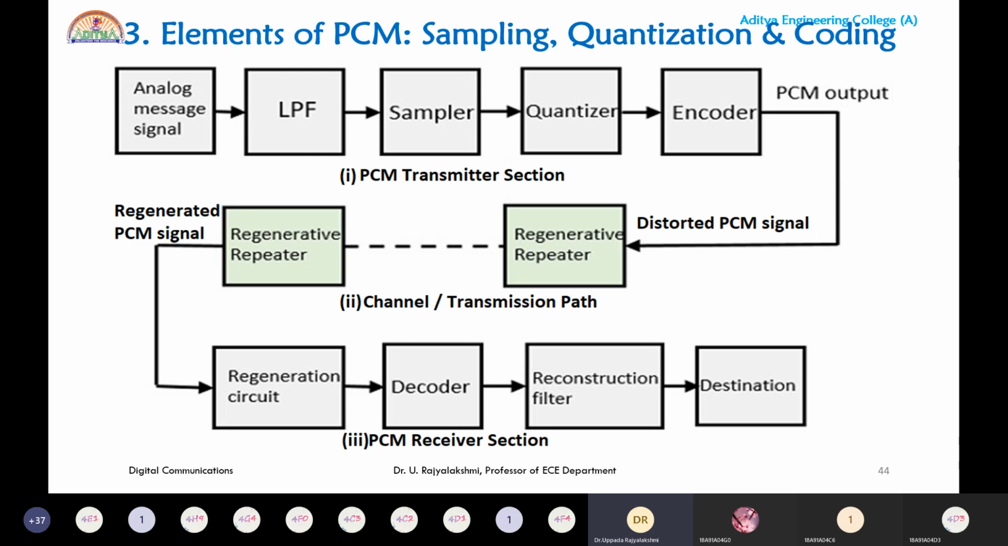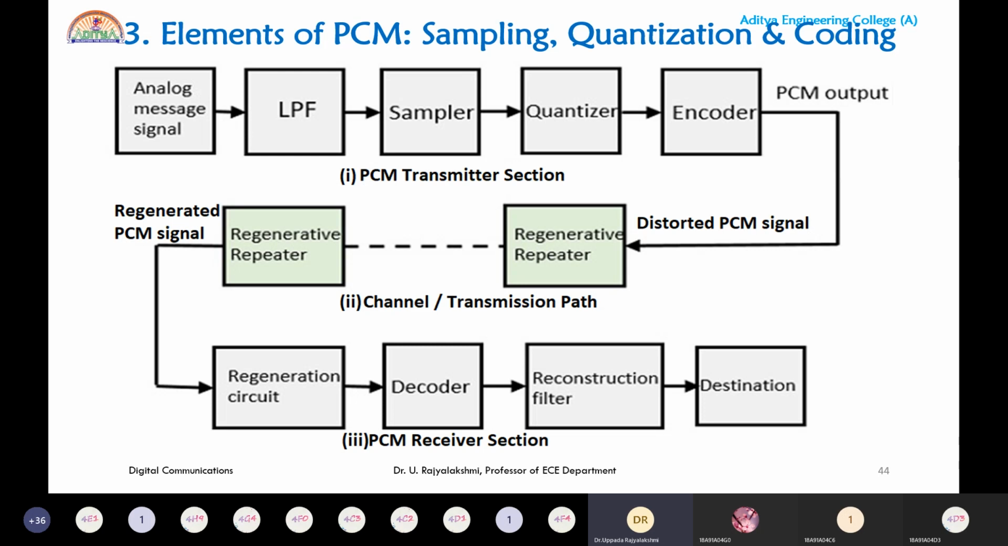So what will the sampler do? Already in the last classes we repeated the same point many times. So what is a sampler? The sampler converts the continuous amplitude, continuous time signal, that is nothing but the analog signal, into a continuous amplitude, discrete time signal. This sampled signal is continuous in amplitude but discrete in time. That sampled signal is converted into quantized form with the help of the quantizer.